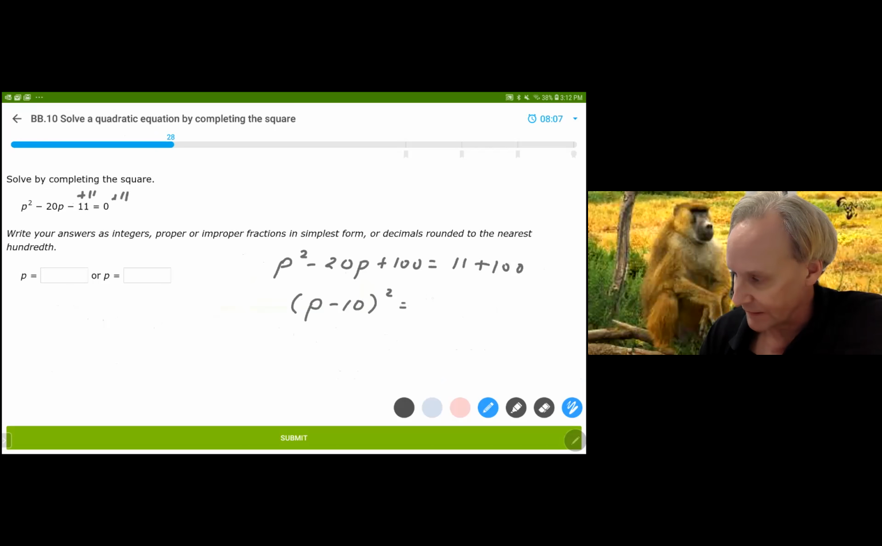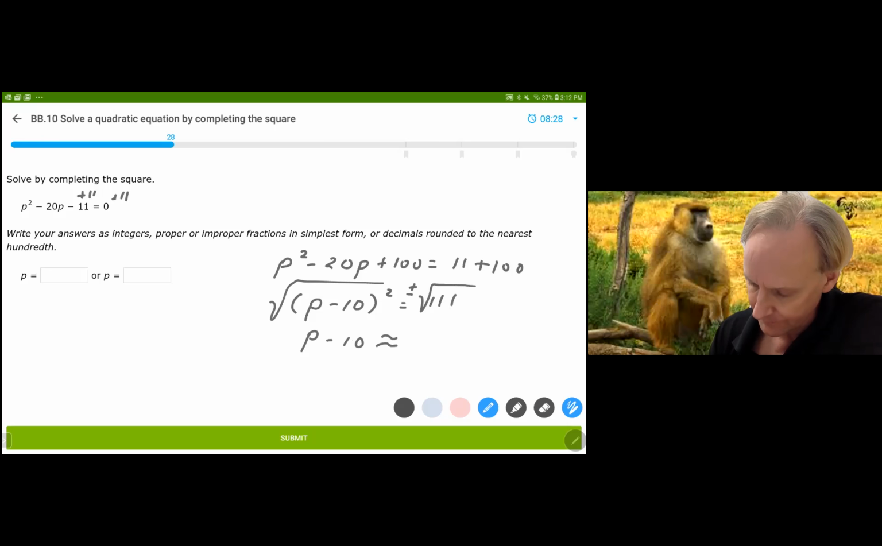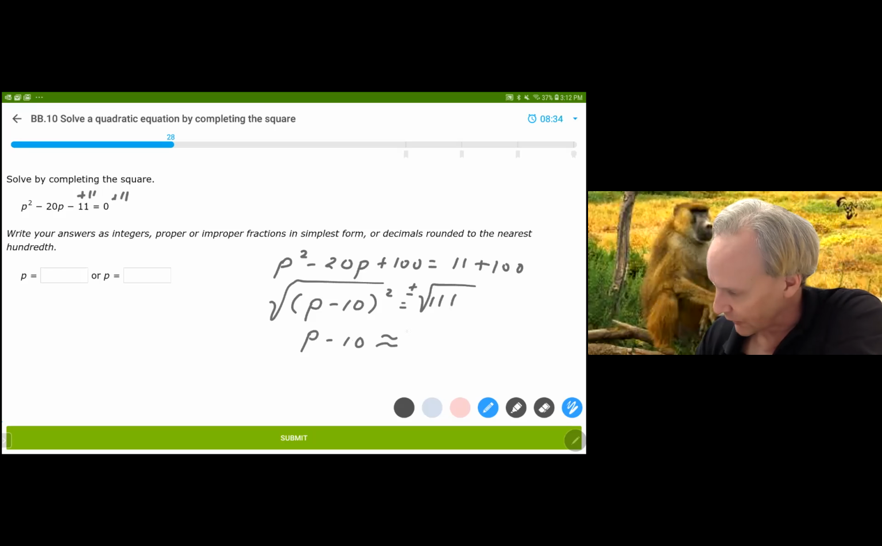And this time I'm going to estimate correctly. 111 is between 10 and 11, and it's almost exactly in the middle. So it's really close to 10.5. When I take my square root of both sides, I'm going to get approximately 10.5. Notice I wrote the approximate there. The square root of 111 is 10.54 approximately.